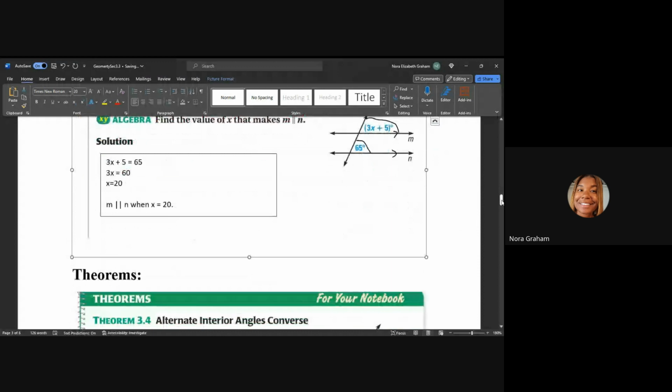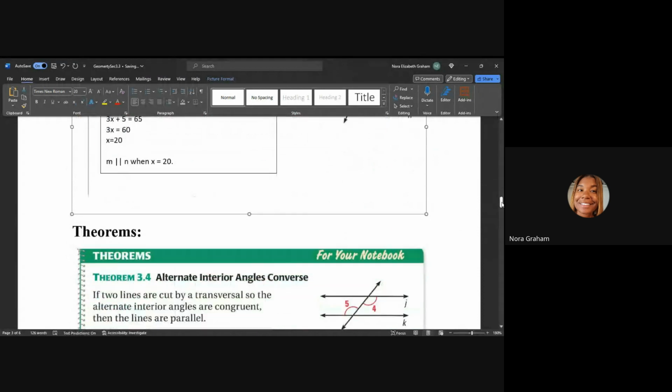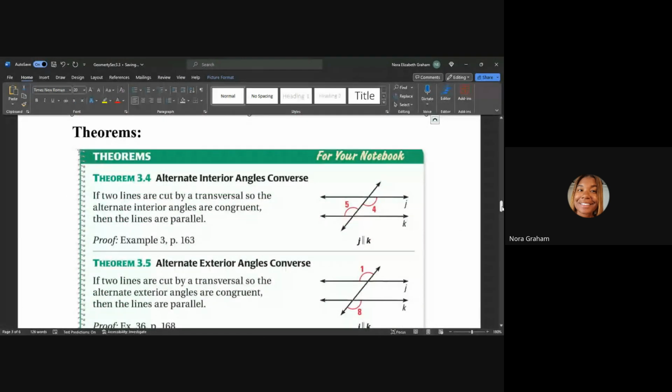And now we're going to look at the rest of the theorems that we have in this section as well. And the theorems are kind of similar. From 3.2, we had our theorems, and this is just going to be the converse of those theorems that we saw in 3.2, where we're seeing that our angles are congruent. And since our angles are congruent, then we can say our lines are parallel. All right, so theorem 3.4, alternate interior angles converse.